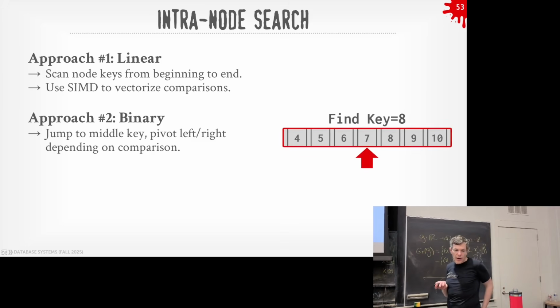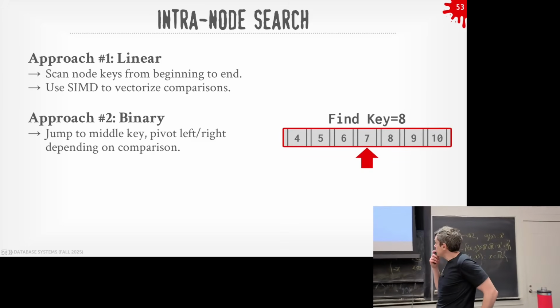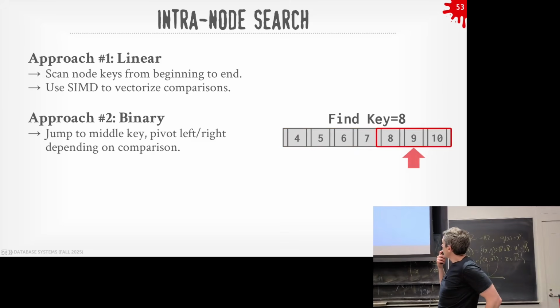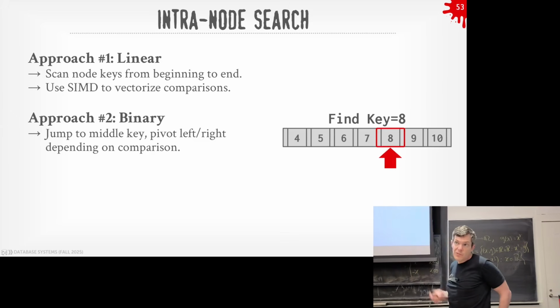Another obvious choice is to do binary search, because if everything's sorted, I just jump in the middle and look for key 8. I know key 8 is greater than 7, so I want to look at the next side, binary search over here, and eventually land in the middle, right?